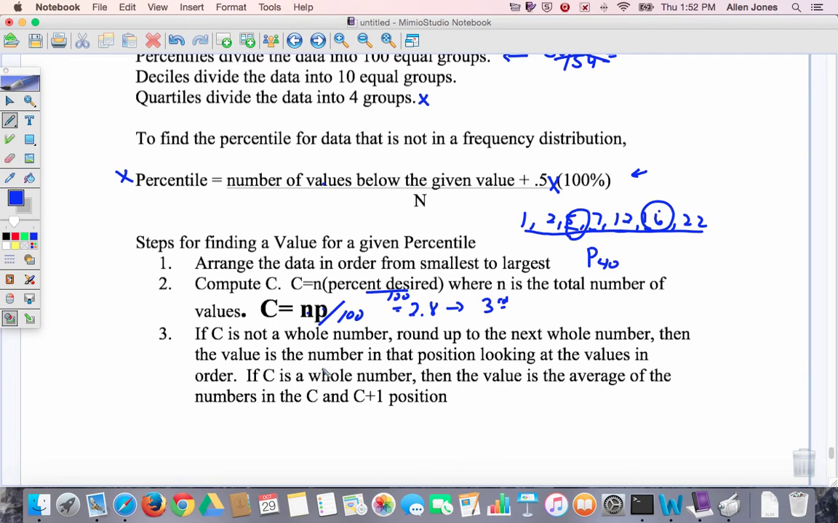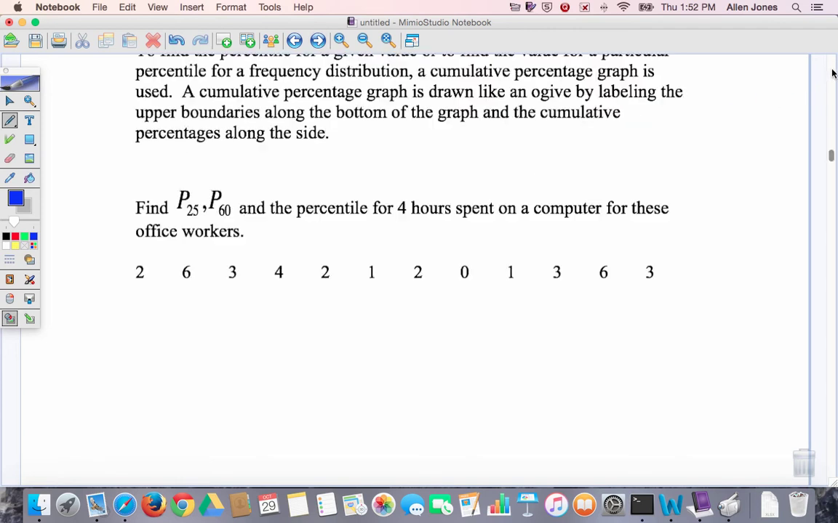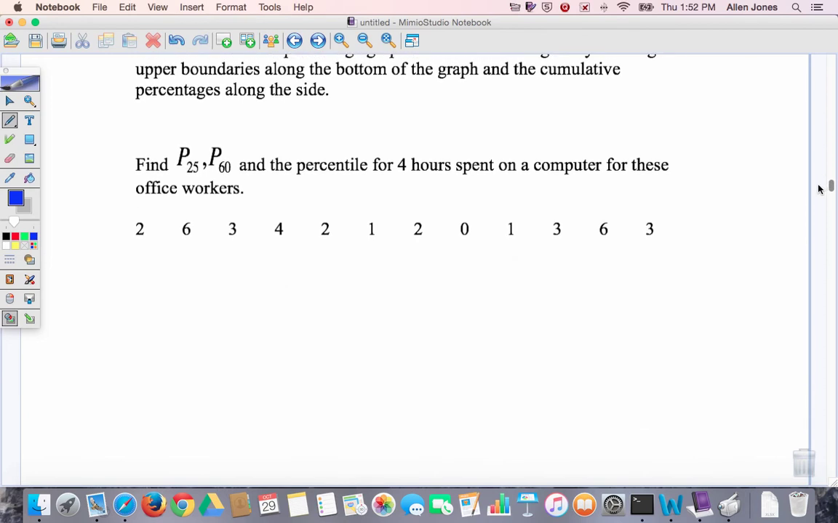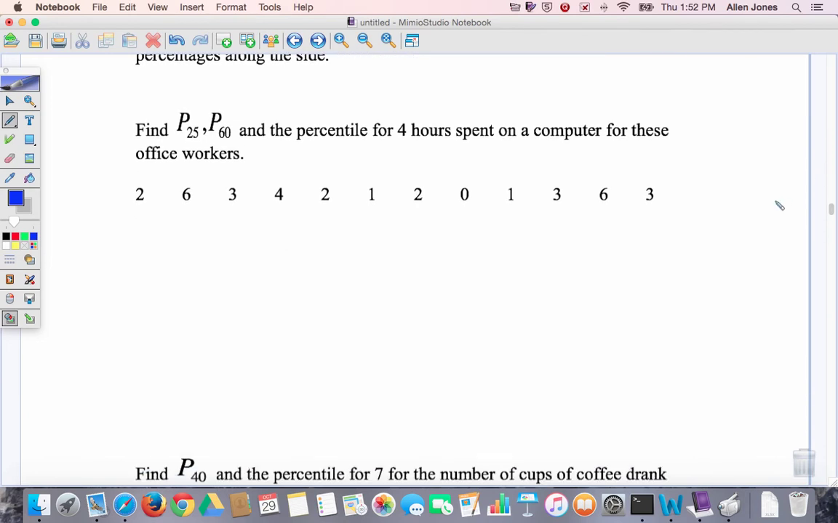If C is not a whole number, round up, go to the number in that position. If C is a whole number, go to that number and the next number up, add those two together, and divide by 2. And here's what that's going to look like. Skip over that top little paragraph there and come back to that.